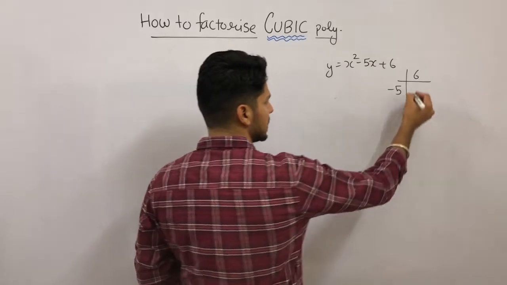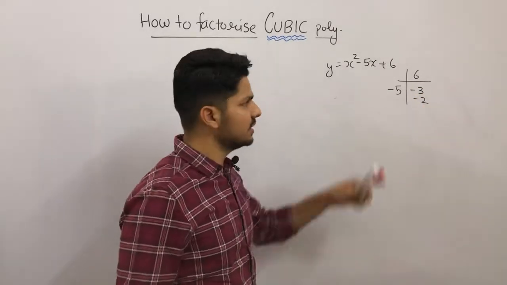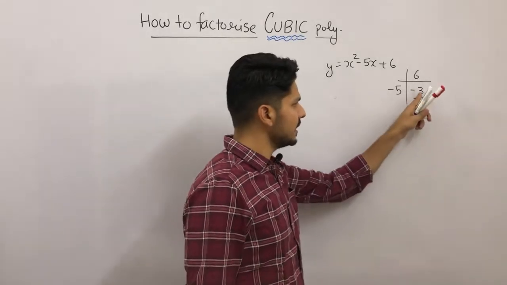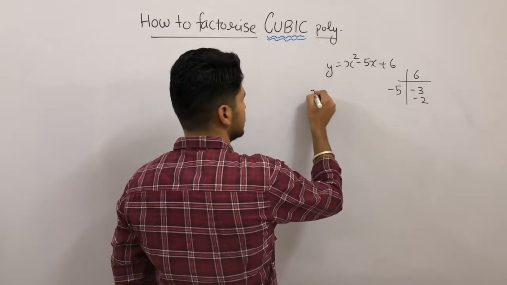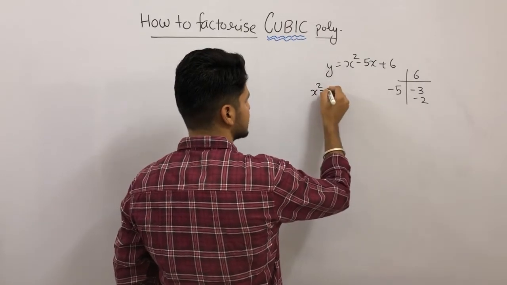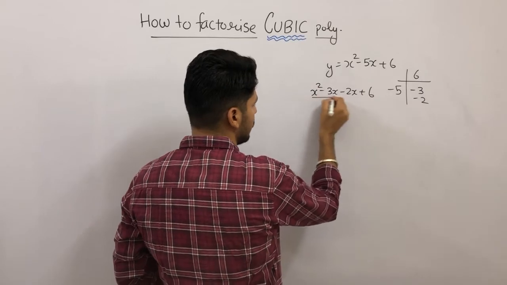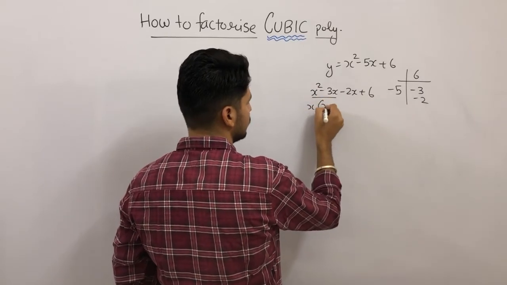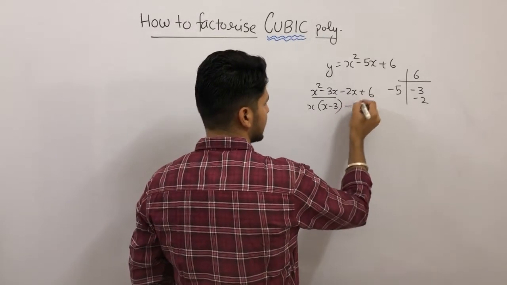So these numbers are minus 3 and minus 2, because if you multiply both of these, then you will get 6, and if you will add both of these, then you will get minus 5. So what you will do? You will write minus 5x as minus 3x and minus 2x plus 6. Common is x in both of these. You will get x minus 3 as the remainder, and here common is minus 2.